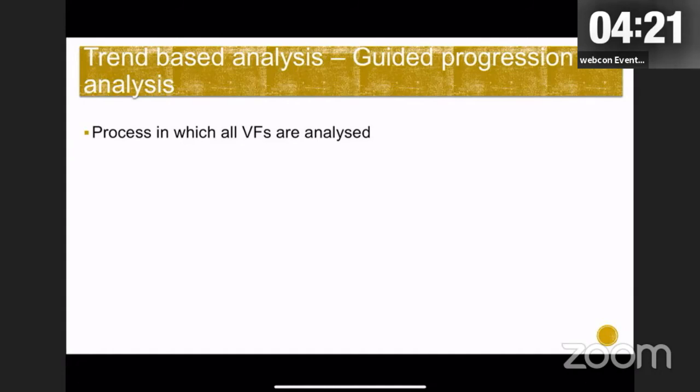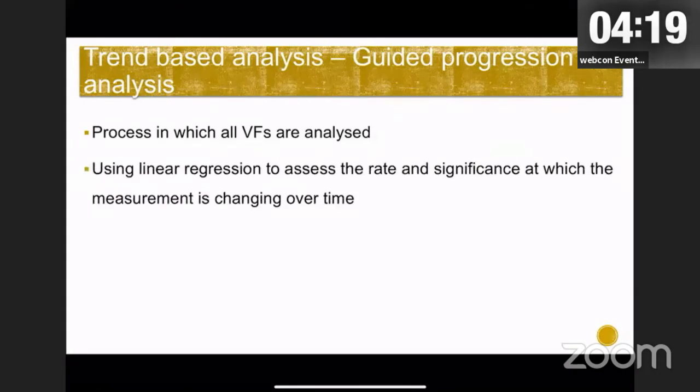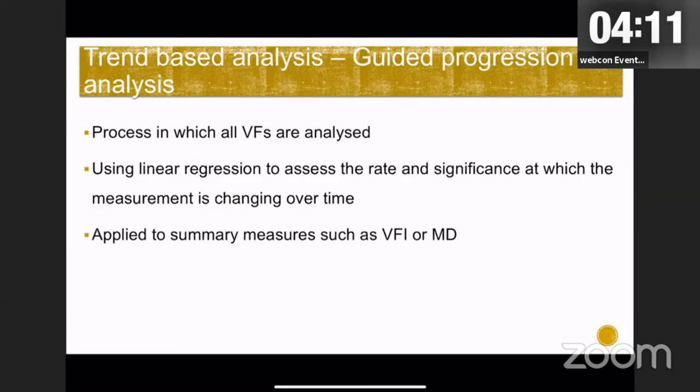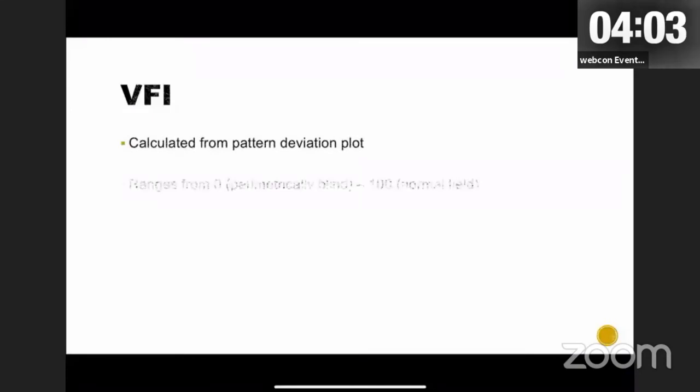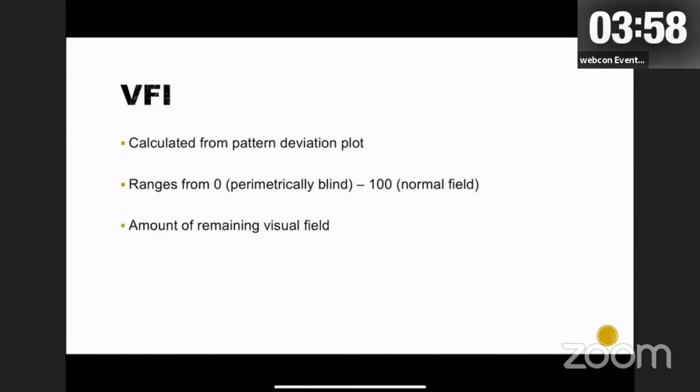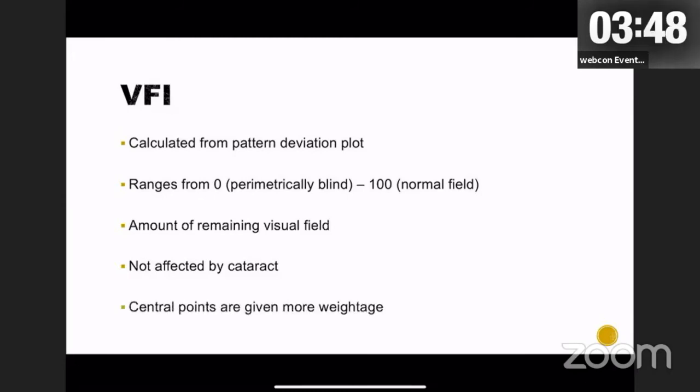Now, this is the process in which all the visual fields are analyzed. It is a kind of linear regression to assess the rate and significance of progression over time. It can be done by VFI or mean deviation, but it is important to assess by VFI because it is calculated from the pattern deviation plot. It ranges from 0 to 100, 0 being perimetrically blind, and it assesses the amount of remaining visual field. Because it is not affected by generalized depression, the effect of cataract, etc. cannot modify the visual fields. Moreover, central points are given more weightage in VFI.